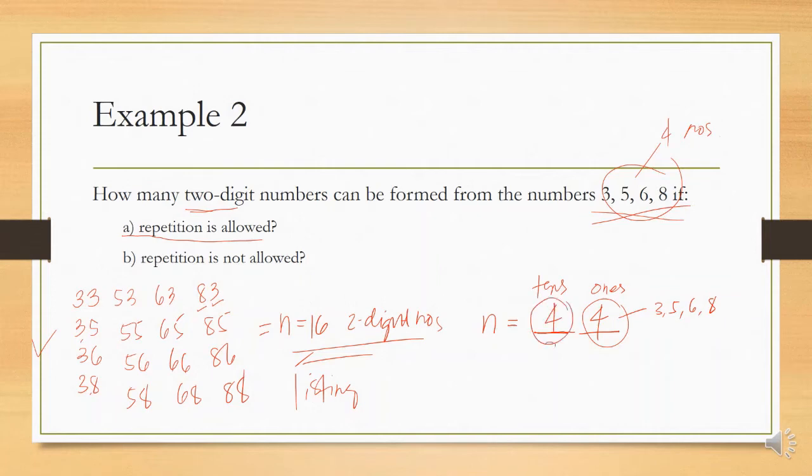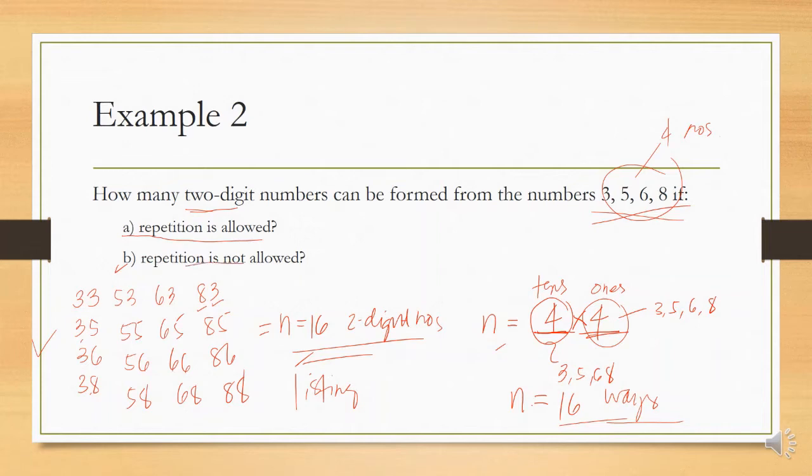Kasi, pwede pa rin ulit yung 3, 5, 6, and 8. Kung ano yung nilagay mo dito, pwede siyang maulit dito. Now, sa fundamental law of counting, all you have to do is multiply yung ating number of ways na 2 beses, ano? So, makikita ninyo, 16 ways din ito or 16 2-digit numbers din siya. Okay? So, punta tayo sa letter B para mas ma-gets ninyo itong sinasabi ko dito.